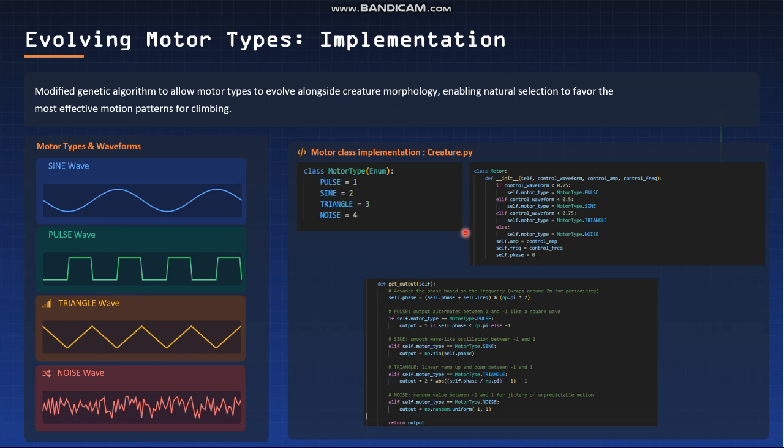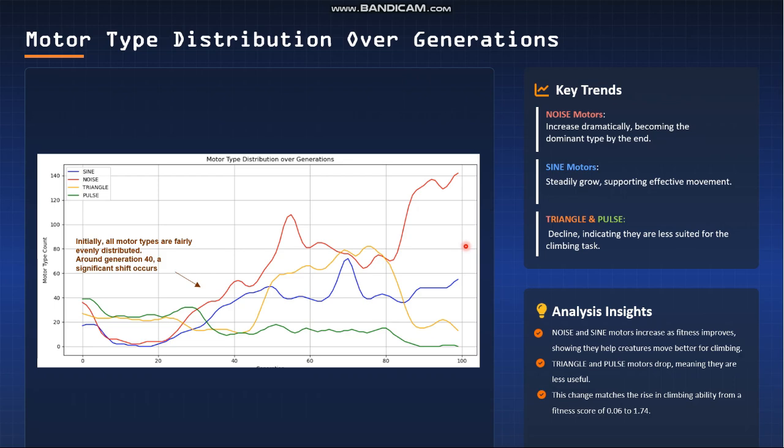Now we have 4 motor waveforms: sine, pulse, triangle, and noise, each producing different motion styles. This code here defines the motor class, assigning the waveform based on control values and generating output signals for each motor type. This chart shows how the motor types change over generations.